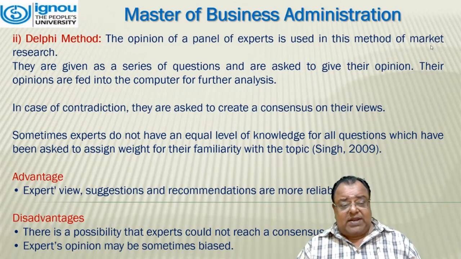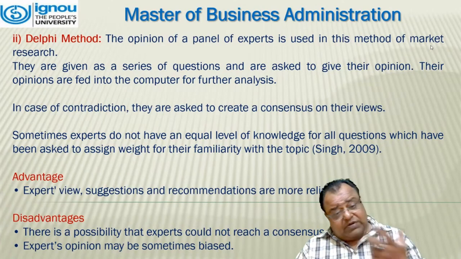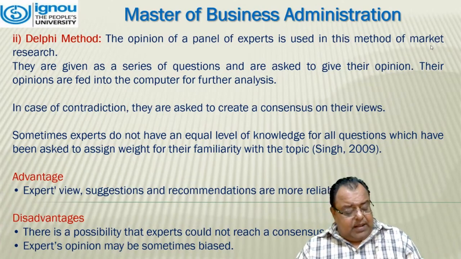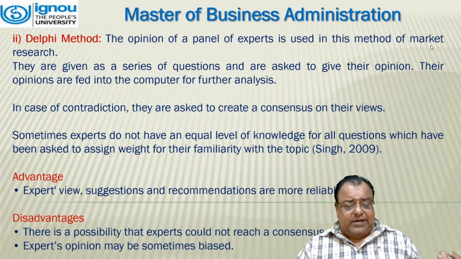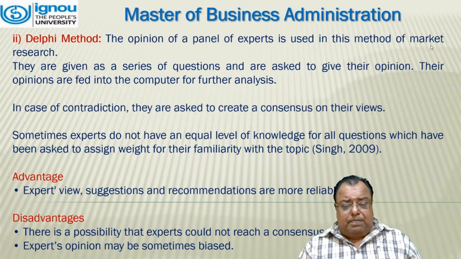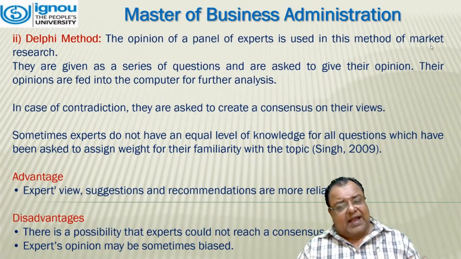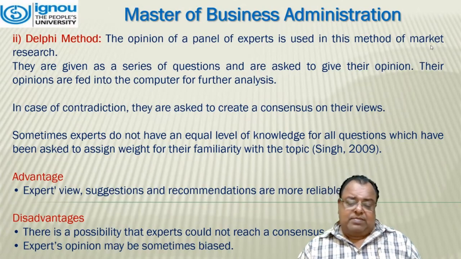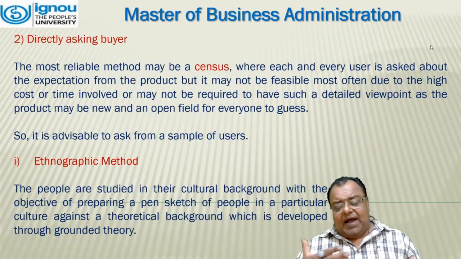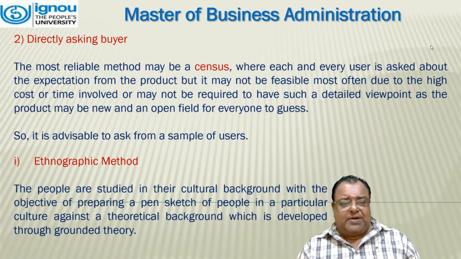What is the advantage of this Delphi method? Experts' suggestions and recommendations are more reliable. On the other hand, these are the disadvantages. There is a possibility that experts could not reach a consensus. Experts' opinion may sometimes be biased. Then comes directly asking the buyer. That is the second method.